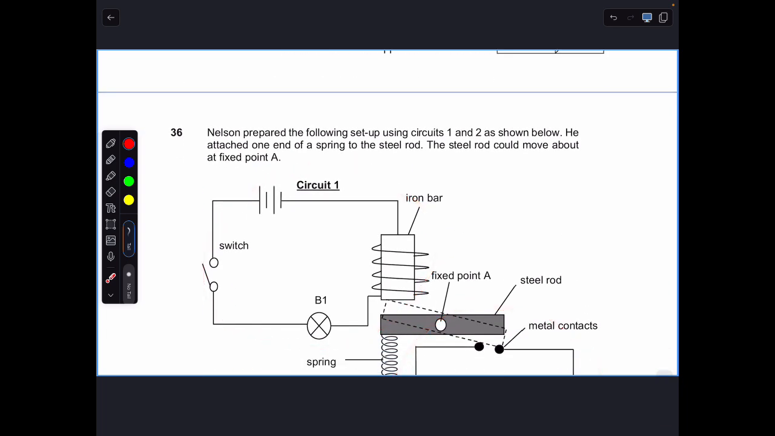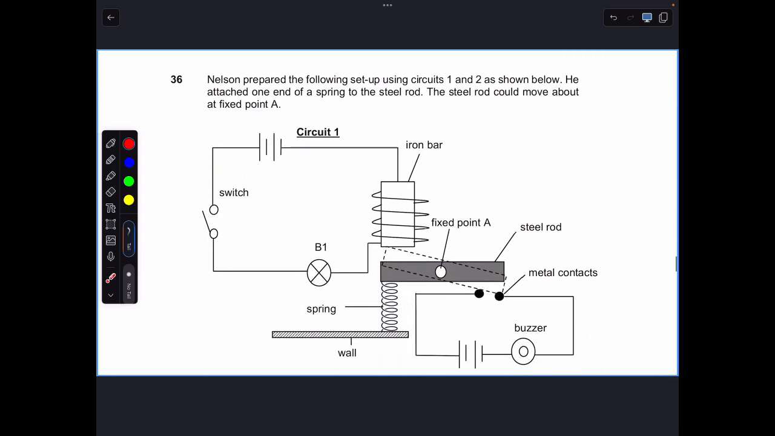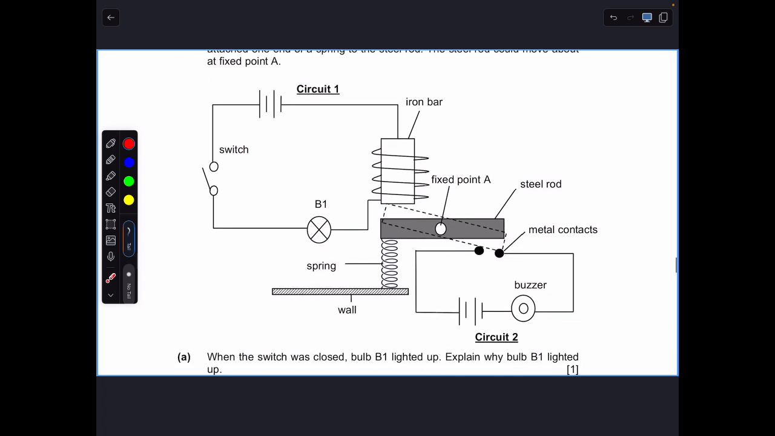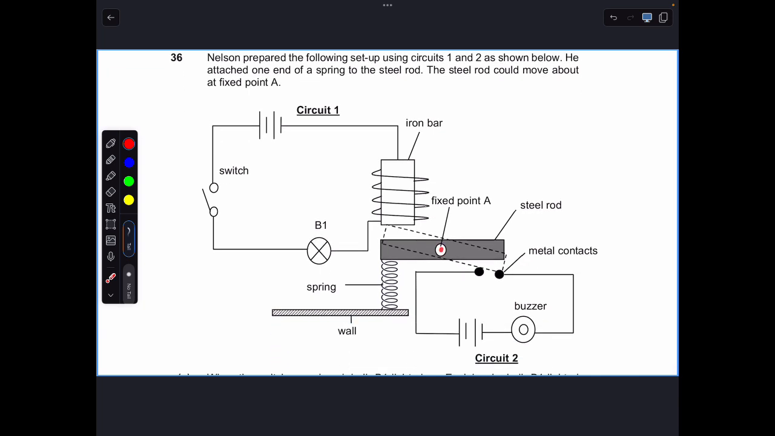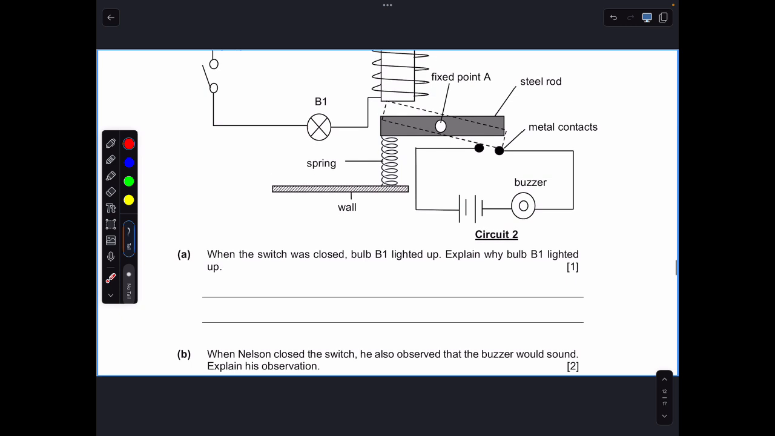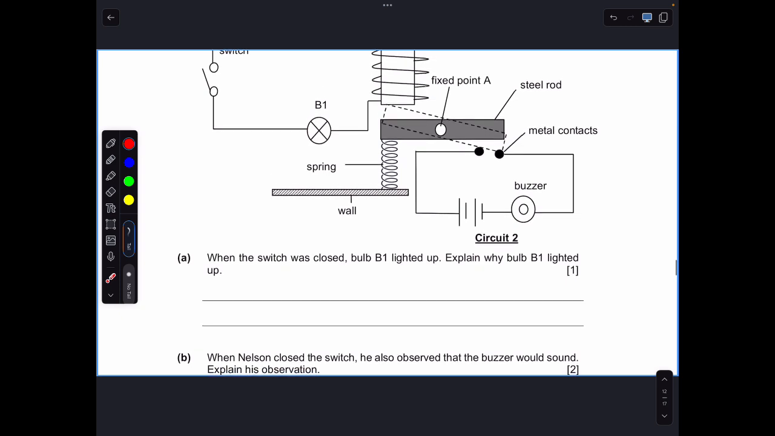He attached one end of a spring to a steel rod. Where is the steel rod? The steel rod is here, this is the spring. The steel rod could move about, fixed at point A, so it can go up, and it can also go down. This is the rotating point. When the switch was closed, bulb 1 lit up. Explain why bulb 1 lit up.